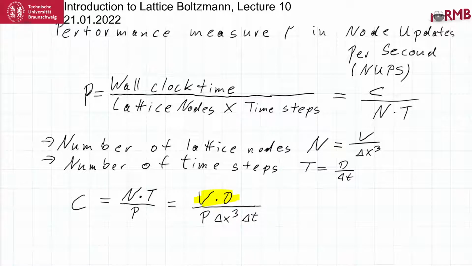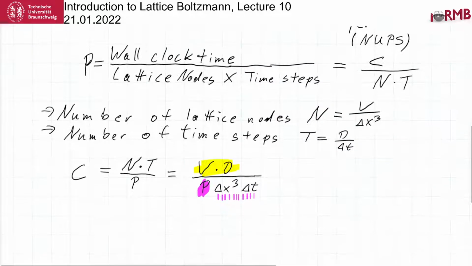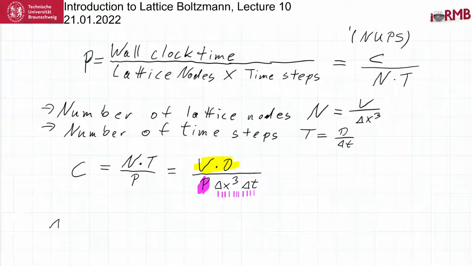So we can improve our method either by improving our coding, or buying a faster computer or something like this, so that the performance goes up. Or we can deal with the time step and the grid spacing. And as you see, the biggest influence on the performance is in the grid spacing.